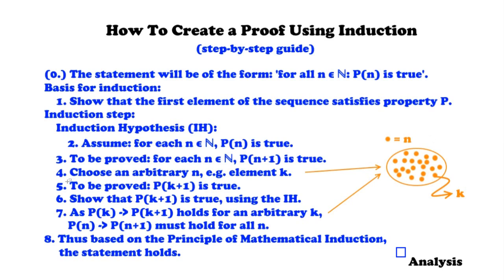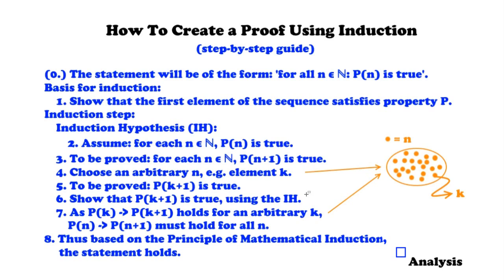So what we will do in step 5 is prove that P(k plus 1) is true. And if we can do that, we can reason back to all n and conclude that P(n plus 1) must be true. And showing that P(k plus 1) is true is something which we do in step 6. And we do this using the induction hypothesis. You can see the induction hypothesis as some kind of a tool to help you prove that P(k plus 1) is true.